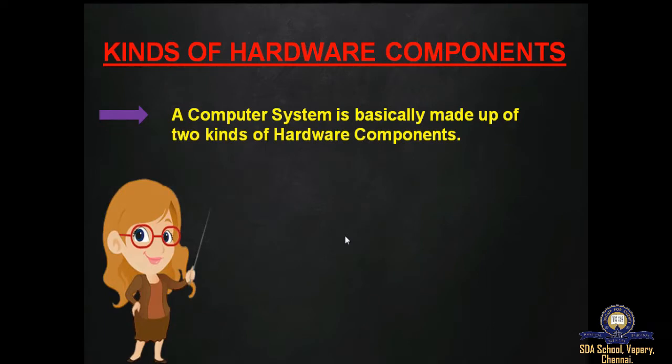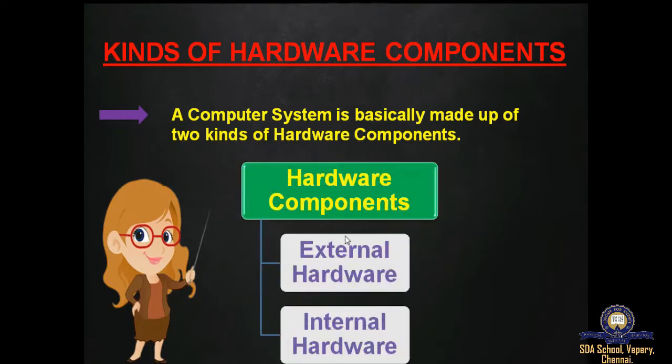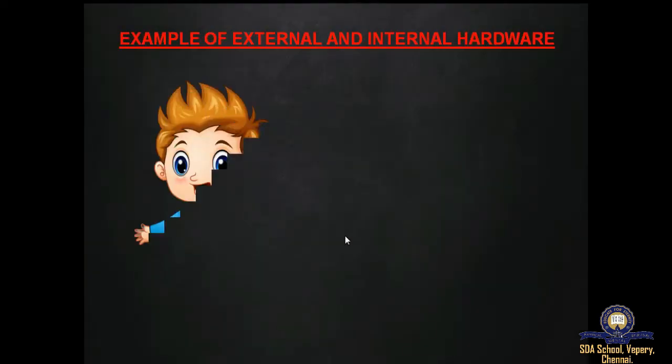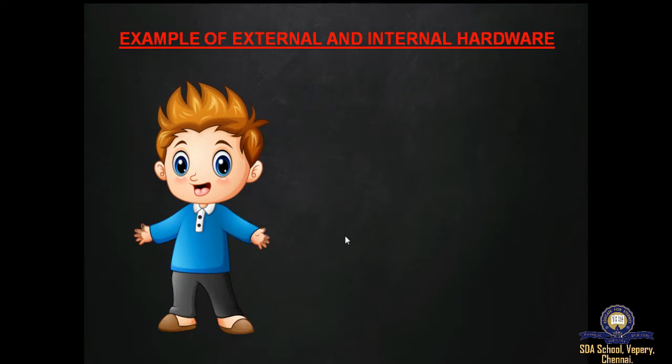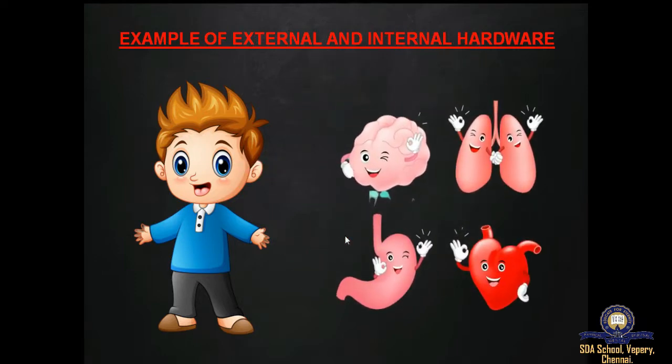A computer system is basically made up of two kinds of hardware components, right? One is external hardware and the other is internal hardware. The best example for internal and external hardware is a human. A human body consists of different parts. The outer parts of a body are visible, that is eyes, nose, ears, etc. But parts like the brain, heart and lungs are not visible, as they are inside our body.